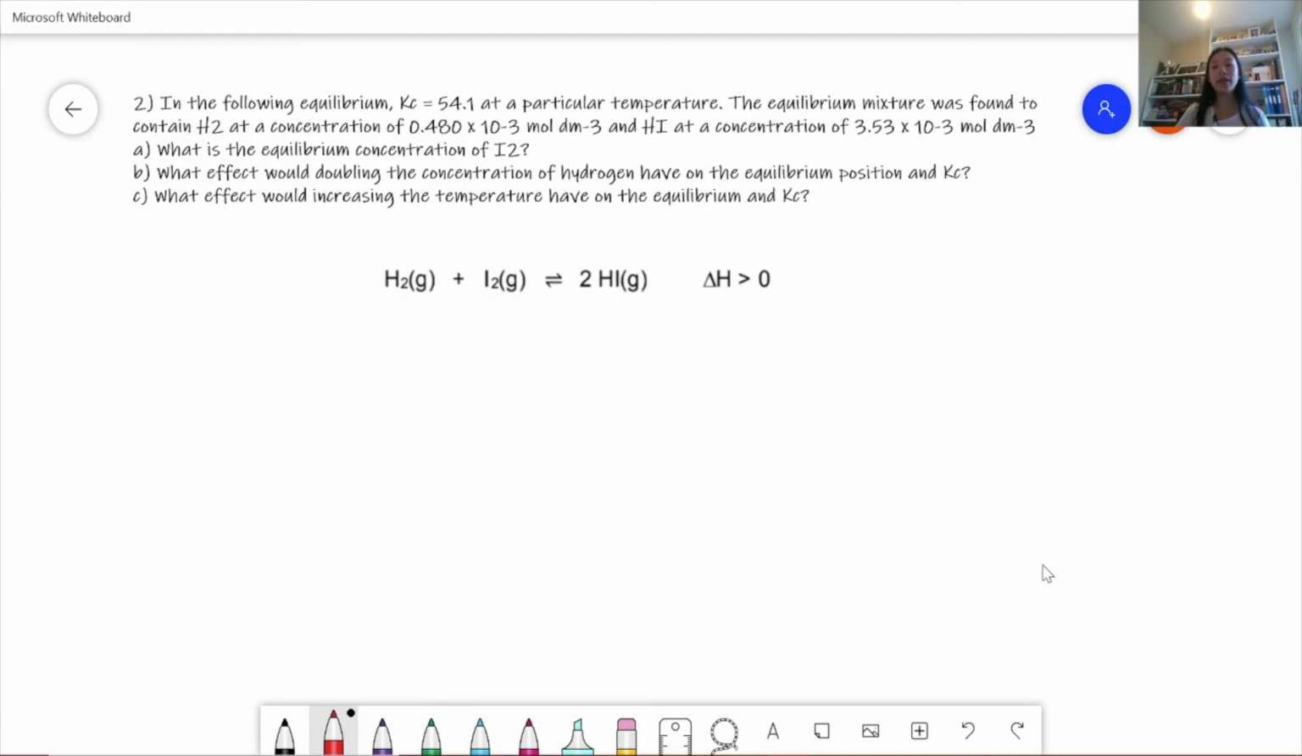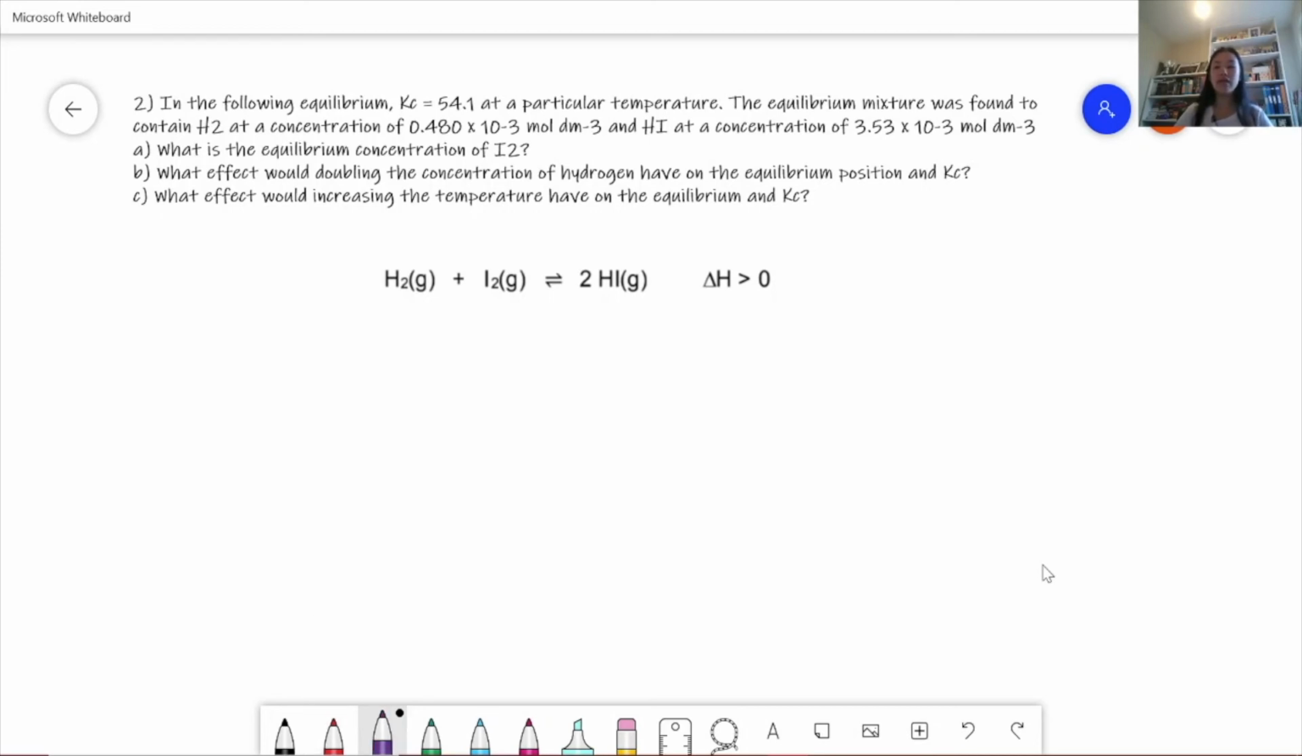In the following equilibrium, Kc equals 54.1 at a particular temperature. The equilibrium mixture was found to contain hydrogen at a concentration of 0.480 times 10 to the minus 3 moles per decimetre cubed, and hydrogen iodide at a concentration of 3.53 times 10 to the minus 3 moles per decimetre cubed. A asks us, what is the equilibrium concentration of iodine? We don't actually need to work out the equilibrium moles because they've already told us them.